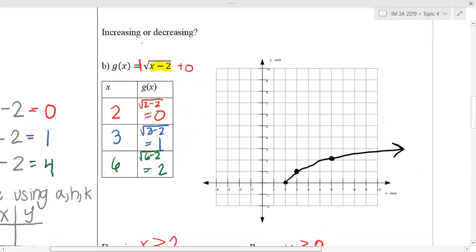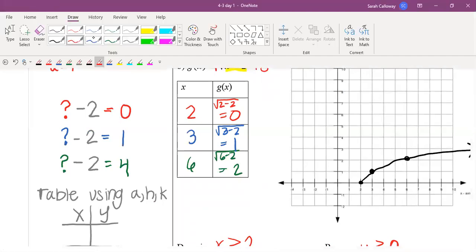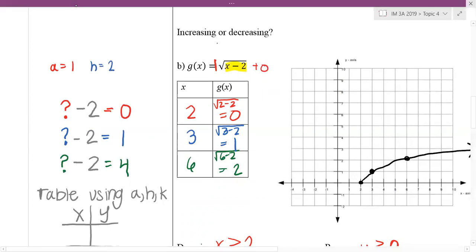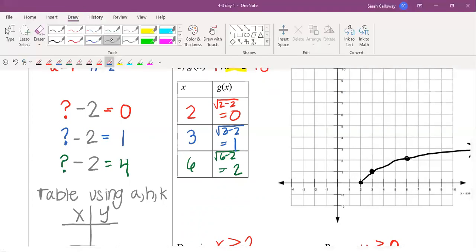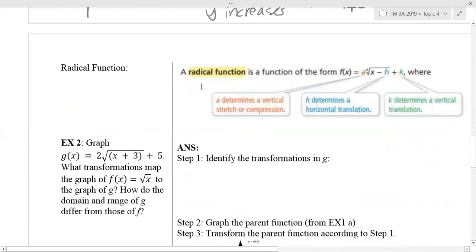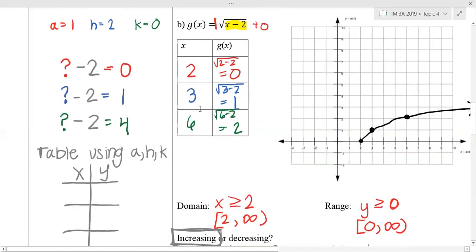So that means that our equation has an A value of 1, an H value of 2, because it's x minus 2, and a K value of 0. Let me make sure I did those colors correctly, yes. And so that means that this function, we can think about it as the square root function, really just translated to the right 2. So visually we see that.